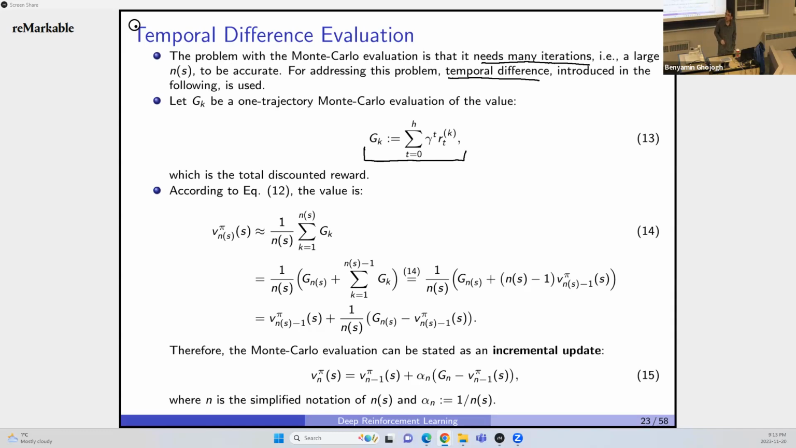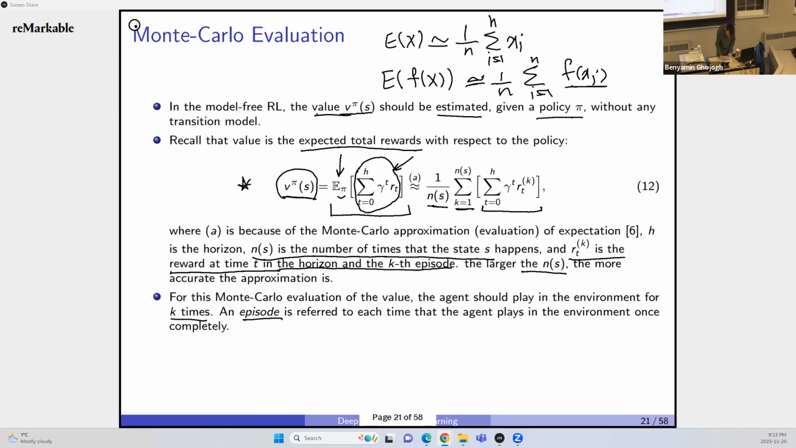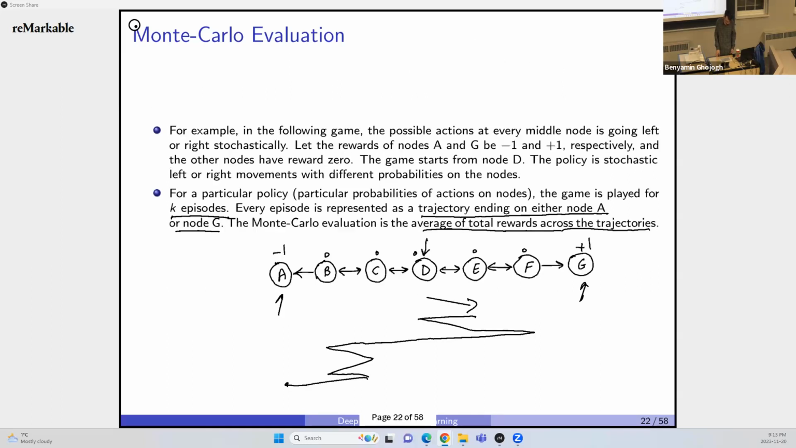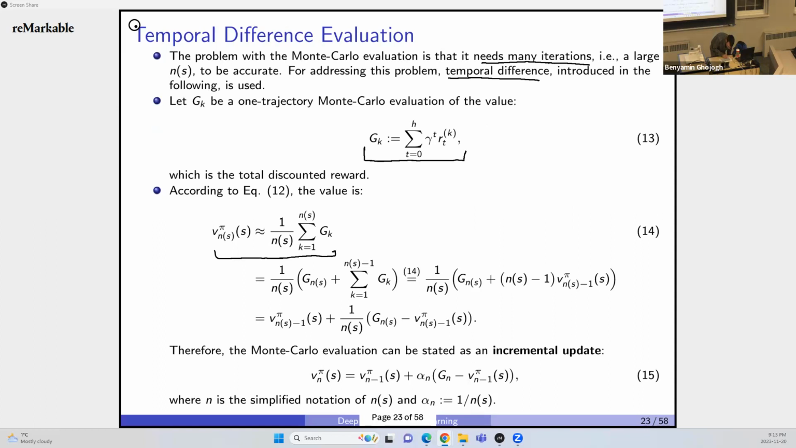What was the Monte Carlo approximation of value? It was this, you remember? I'm using equation 12, but rather than this, I'm using G. Now what happens? Do you agree that the summation of G_k from 1 to N_S, I can write as the last one, G_{N_S}, plus the summation where k goes from 1 to N_S minus 1? Agreed?